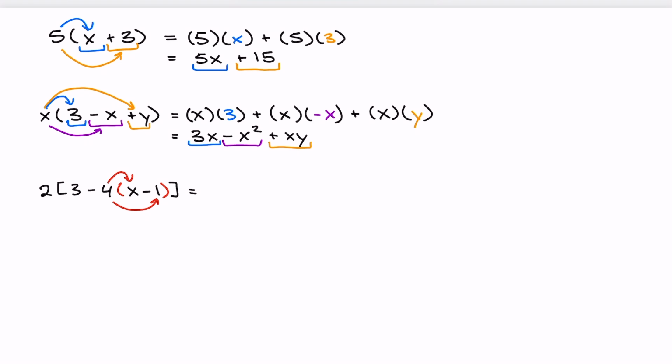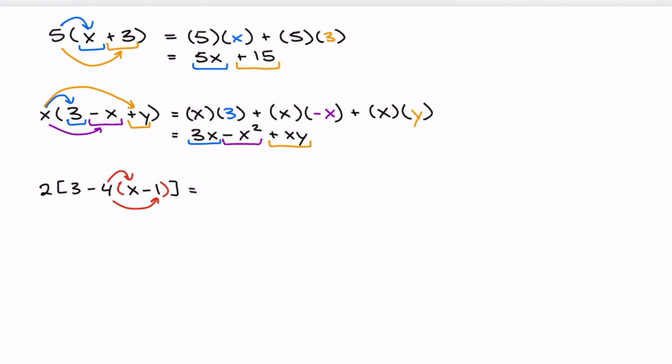So we're going to rewrite everything before we get to the part that's being distributed. So the negative 4 times (x minus 1). So I'm going to write down 2 times 3. And now I'm going to distribute this negative 4 times x to give us plus negative 4 times x. And I'm going to distribute this negative 4 to the negative 1 to give us plus negative 4 times negative 1. And we have this bracket here at the end, so I'm just going to draw that in.